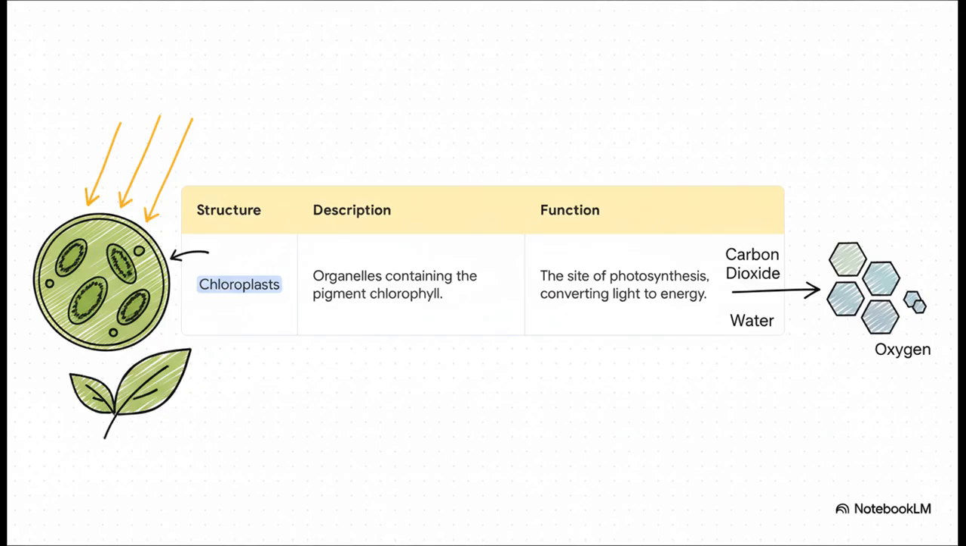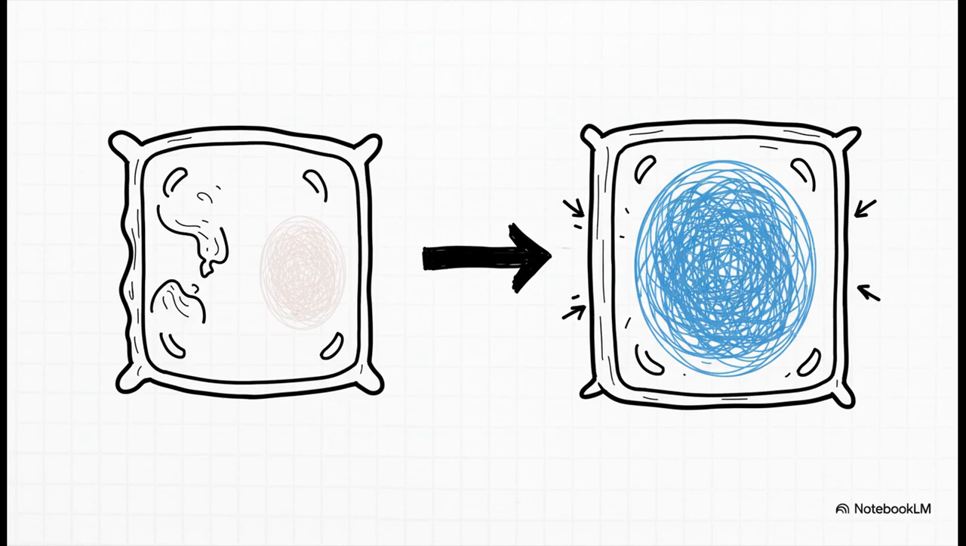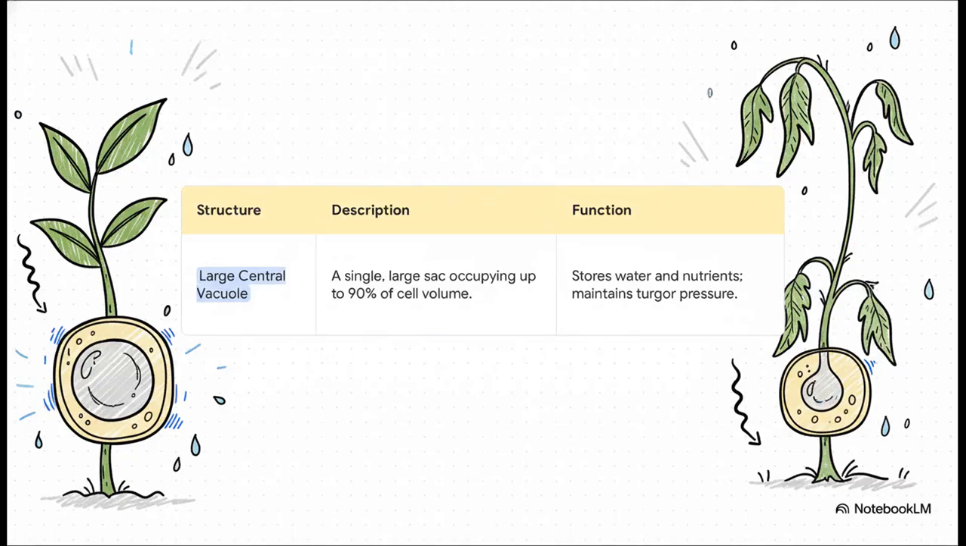It's literally making food out of thin air and sunlight. Now, the last big upgrade in the plant cell's workshop is this massive internal water tank. But it does way more than just store water. It's also a secret weapon in the plant's structural support system. And this thing is huge. It can take up to 90% of the cell's entire volume.